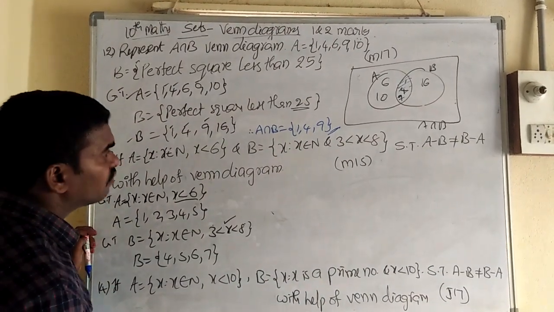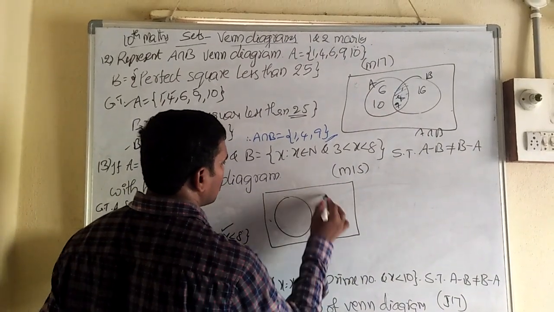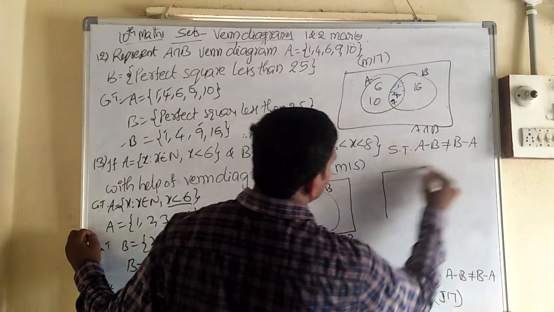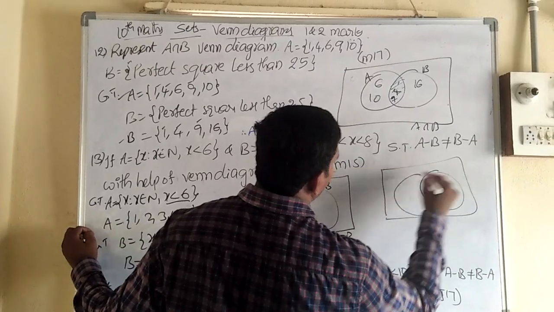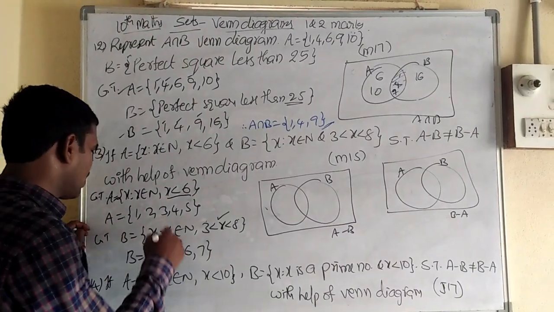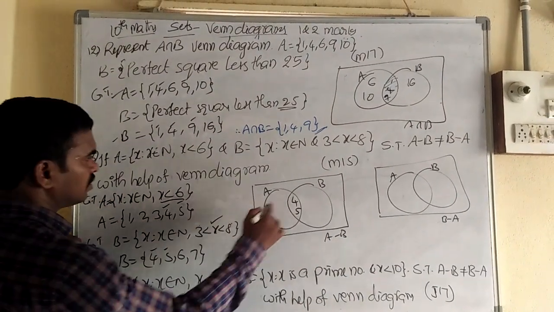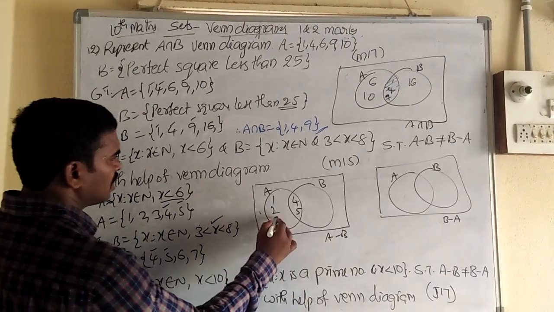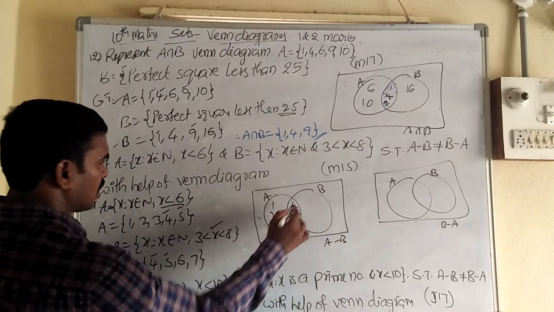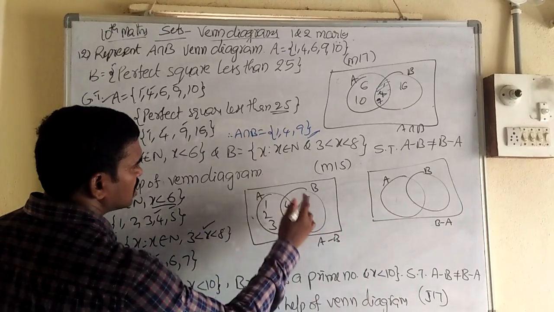So we should write the Venn diagram. Two Venn diagrams we should write: one is A minus B, one is B minus A. What is A? Common elements: 4, 5. So write them in the middle. Remaining in A: 1, 2, 3. 4 already there, 5 already there. Next B: 4 already there, 5 already there. 6 in B, and 7.